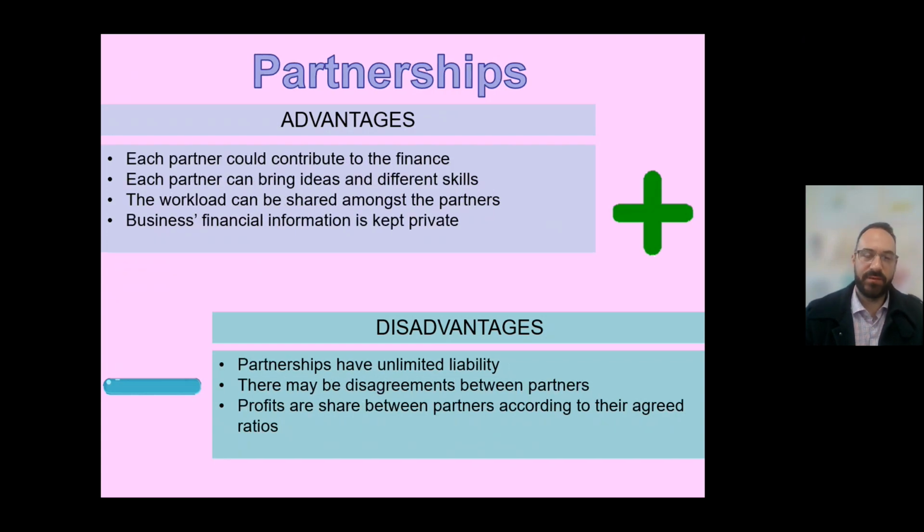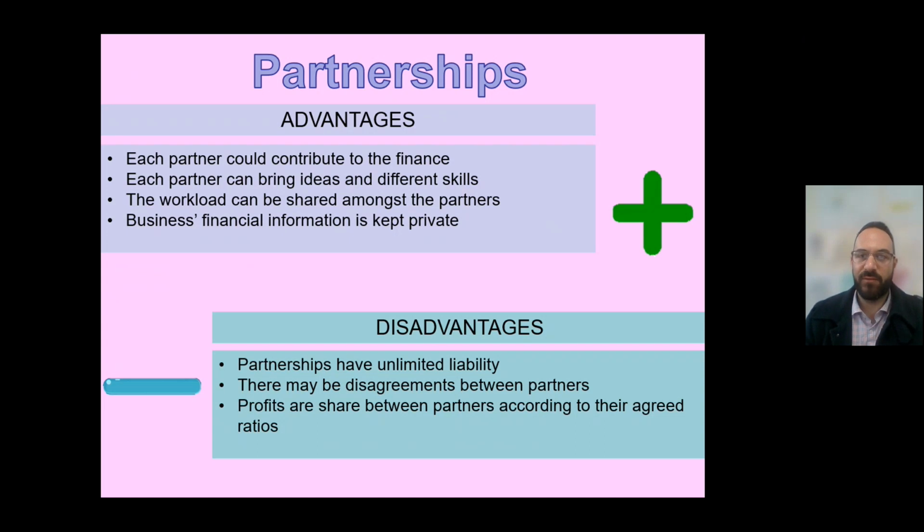Now, partnerships. The advantage of this is each partner can contribute to the finance, which means if you've got £100,000 and your mate has £100,000 and you go into business together, you've now all of a sudden doubled the money that you've got for your owner's equity to start up your business. Each partner can bring ideas and different skills. One person might be really good with customers, the other person might be really good at designing a product. So between the two of you, you actually get to divide those details.